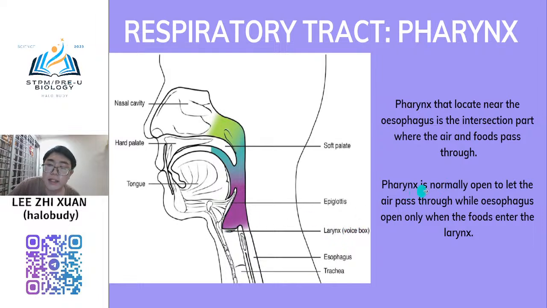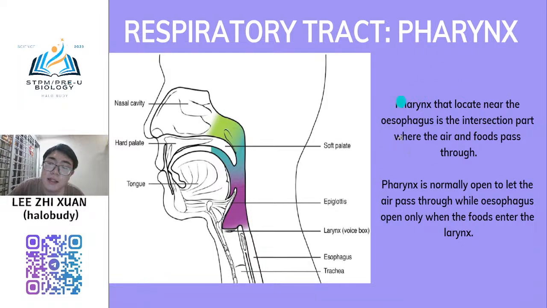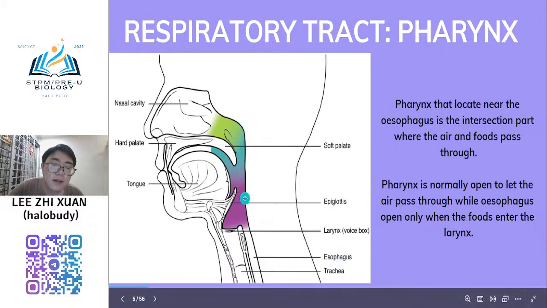So the airway is normally open to let the air pass through, while the oesophagus will only open when food enters. So this pharynx is the intersection point between the mouth and the nose, and then all the food and the air will accumulate here, and then the food will go to the oesophagus, and the air will go to the larynx. So okay.